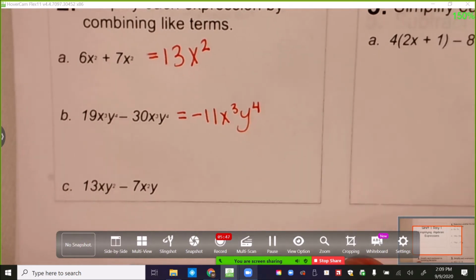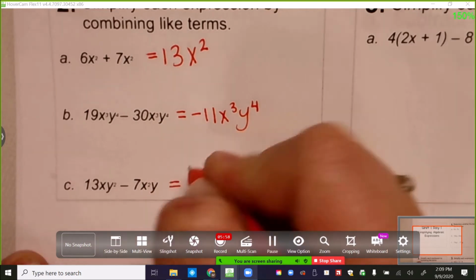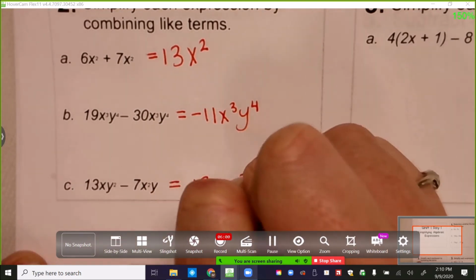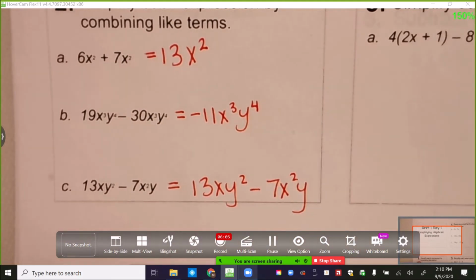Okay, and then C, it says 13xy squared minus 7x squared y. Can you even combine those? No, so guess what? The simplest you can get it is what it already is. That's your answer, because you cannot combine terms that are not alike when it comes to adding or subtracting. Can you multiply terms that are not alike? Yes. You can't, because this is xy squared and this is x squared y. They're not alike, yeah.